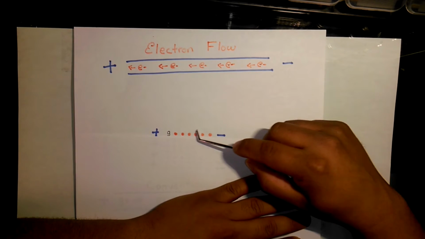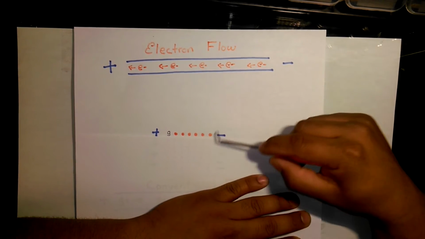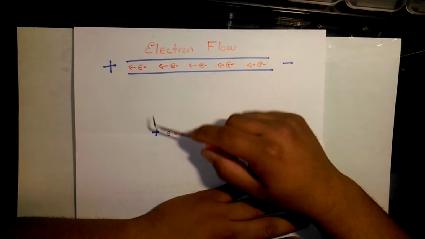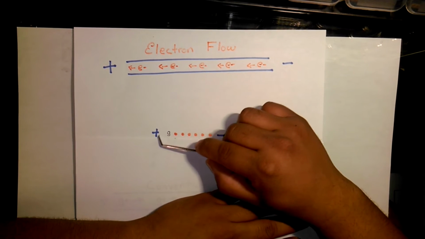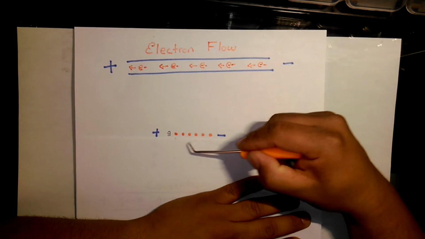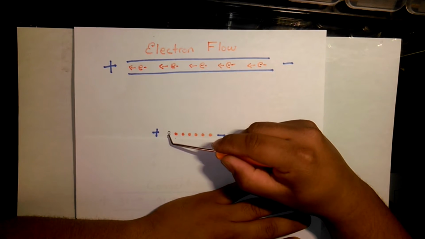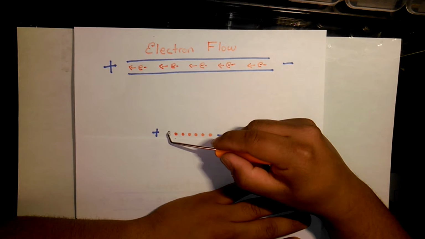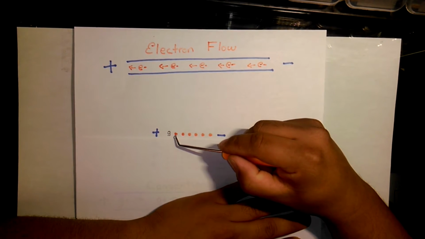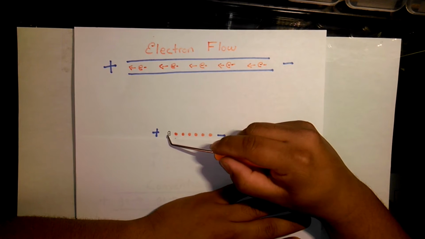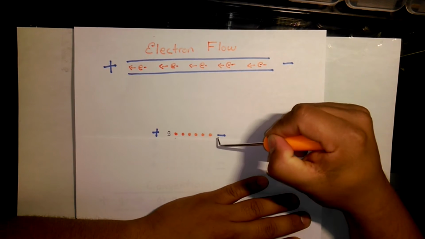Now since they're negatively charged, they want to get away from anything that's negatively charged and go towards the positive side. So this electron here is going to want to go here. So it's going to fill up this gap. I marked the gap as G. I didn't leave an empty space on purpose, and you'll see why. So this electron is going to want to go here because it's attracted to the positive and repelled by the negative.